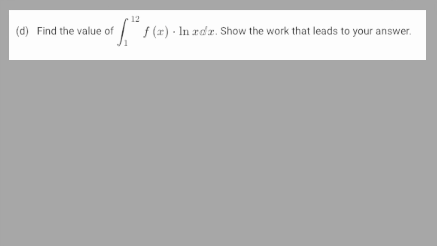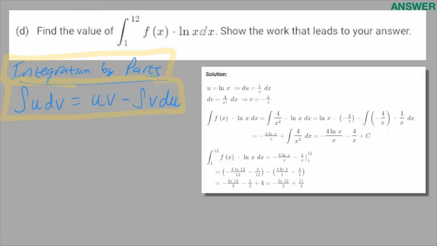And then the last question throws a natural log inside the integrand and asks you to find that value again from 1 to 12. This is testing you on integration by parts. If you don't have the integration by parts formula on your formula sheet, I would copy it down and label it. You have a choice as to which is going to be u and which is going to be dv. It makes sense to have the natural log be the u statement, because taking the derivative of natural log is a little bit easier than taking the antiderivative of a natural log.